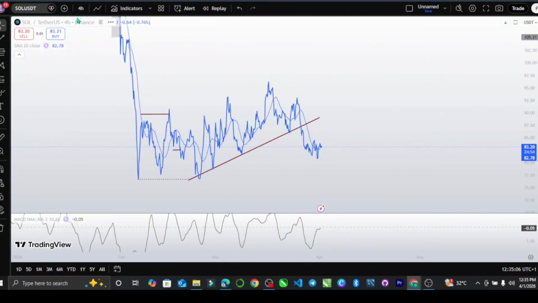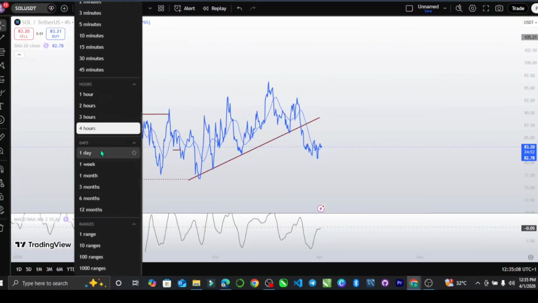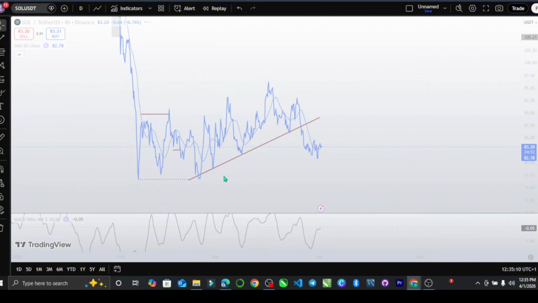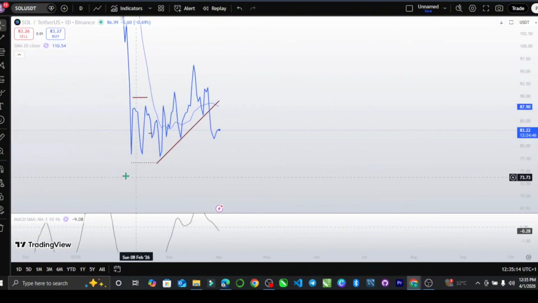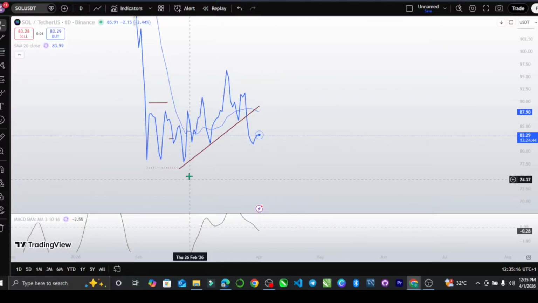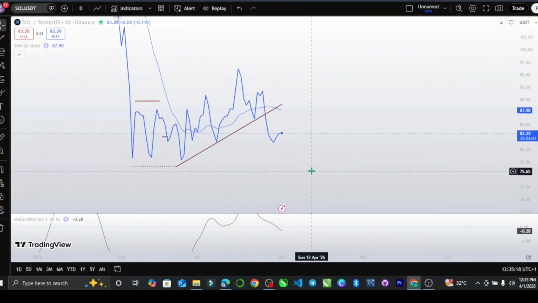So let's go back to the daily time frame. It only gives you the closing price. Also, there is hidden volatility you can't get to see, because we can see the highs and the lows on each time frame. So we can get to see the actual volatility that is going on in the market.